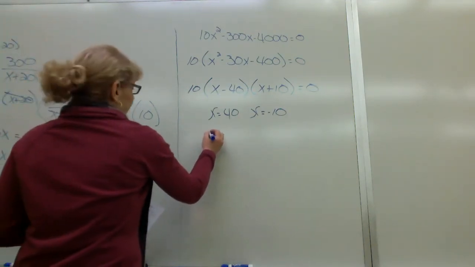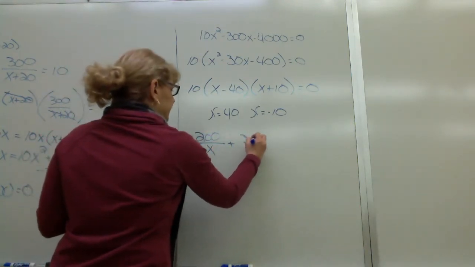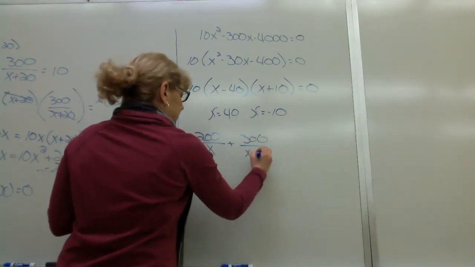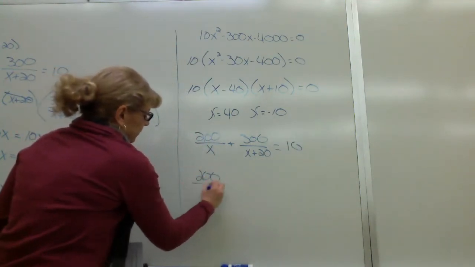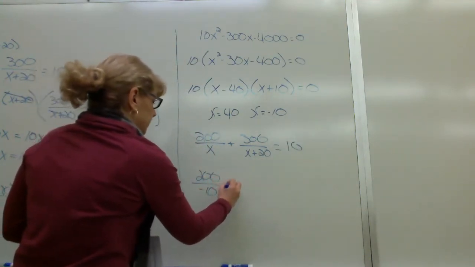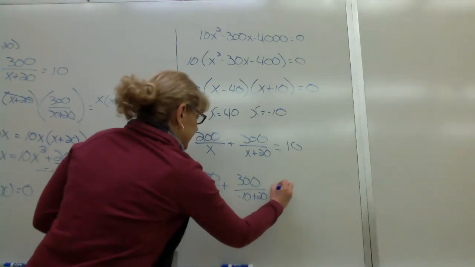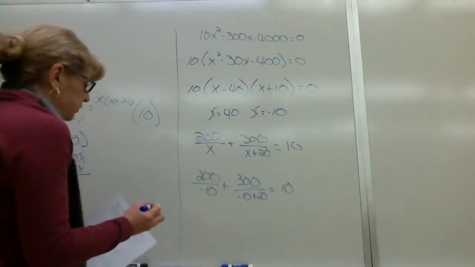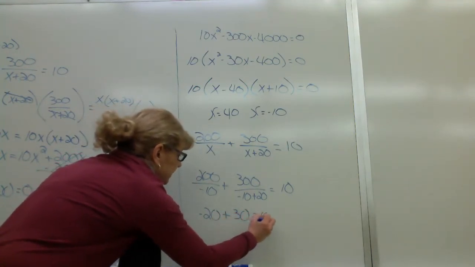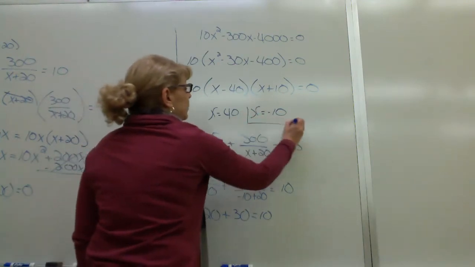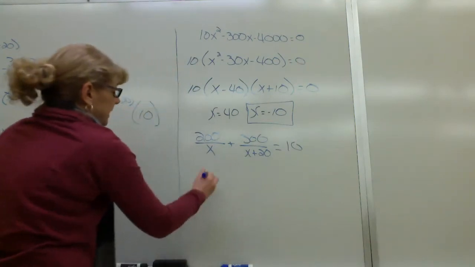So go back to your original equation, 200 over x plus 300 over x plus 20 equals 10. So 200 over negative 10 plus 300 over negative 10 plus 20 equals 10. So that gives me negative 20 plus 30 equals 10. So in fact, x equals negative 10 is the solution. Then we'll substitute in 40.